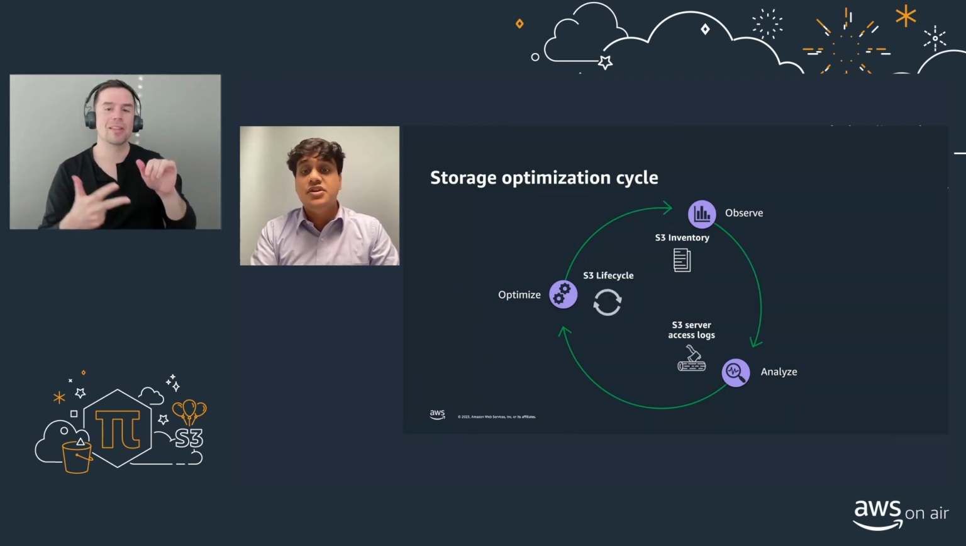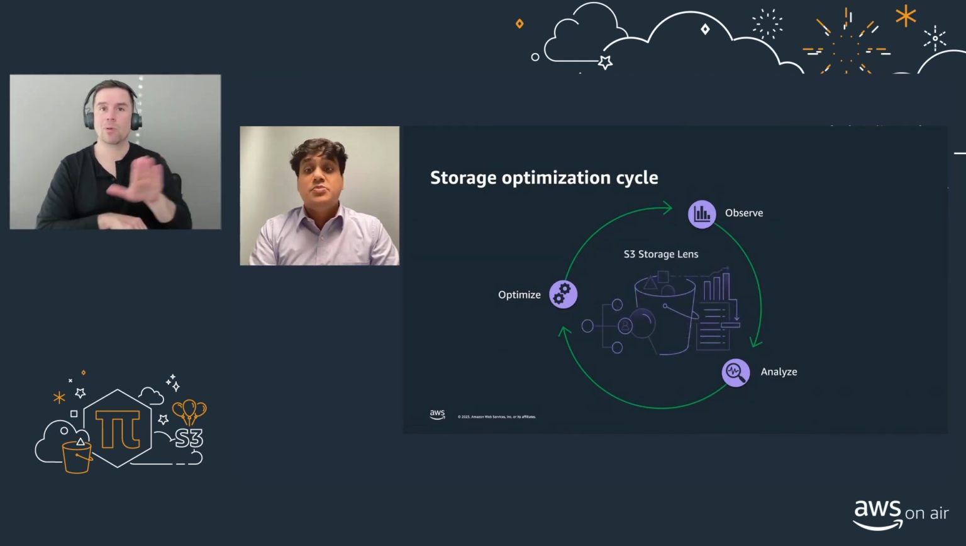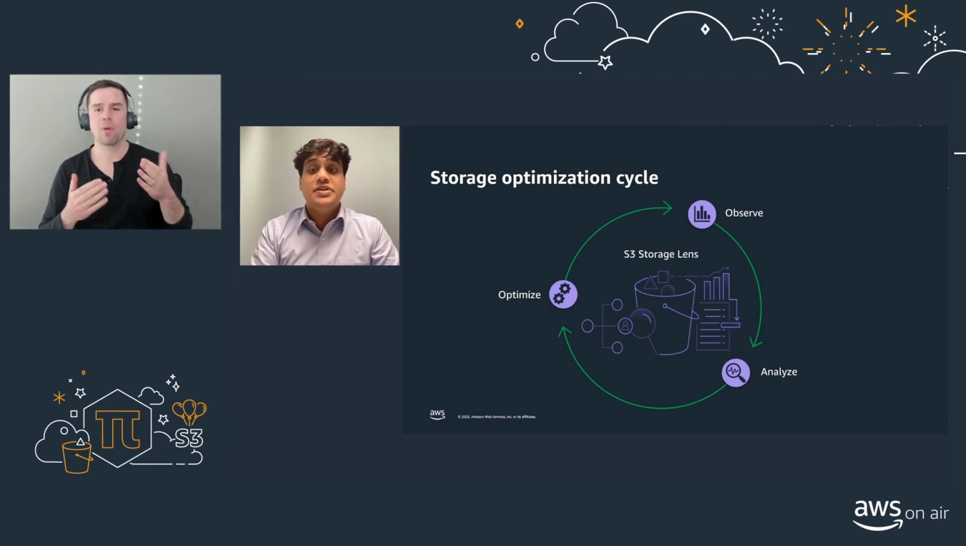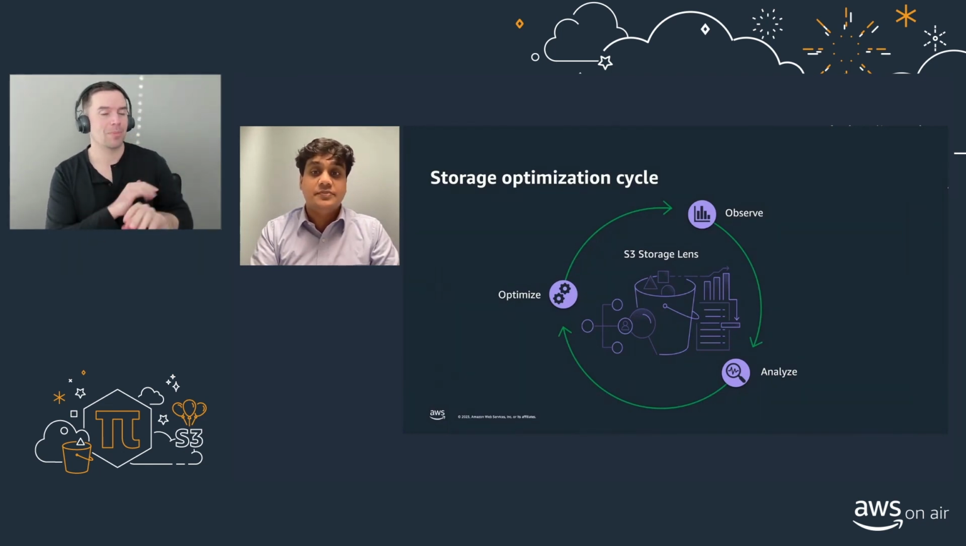Once an opportunity has been identified and analyzed, the final step is to implement your optimization. For instance, you can use a service like S3 Lifecycle that automatically transitions data to a different storage class based on a customer defined rule set. Now, S3 offers multiple options to perform each of these steps, but today's focus will be on one powerful tool, Amazon S3 Storage Lens. We are going to learn more about S3 Storage Lens and how it can assist you to observe and analyze your data by maximizing visibility into your storage footprint.